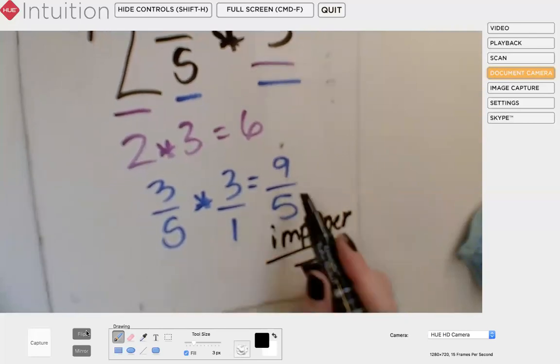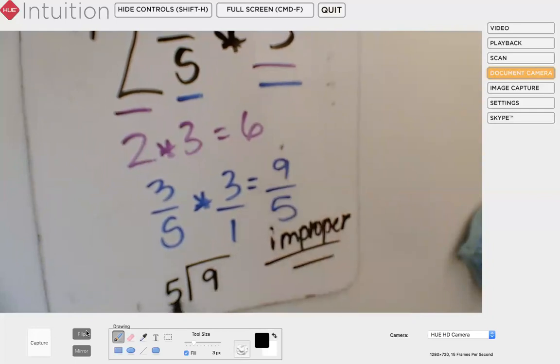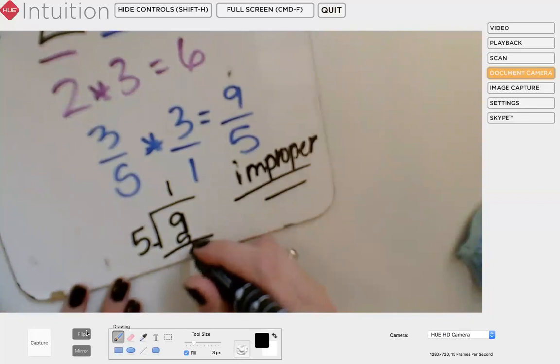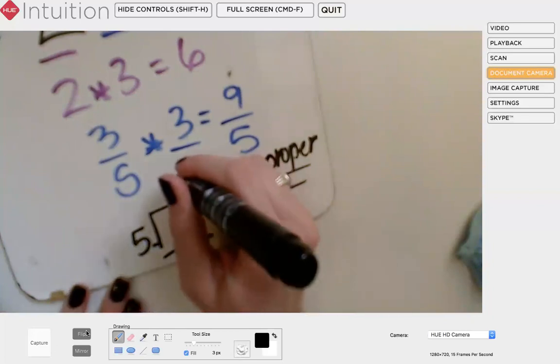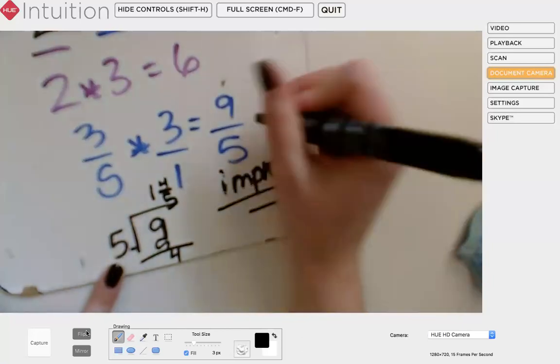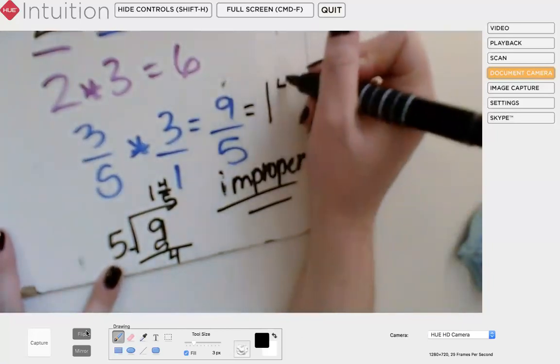We basically just divide 9 divided by 5, because I cannot keep it as 9/5. 5 can go into 9 one time. 5 times 1 is 5. And then I have 9 minus 5 is 4. Now remember, we can take our remainder and write it as a fraction. So this would be 1 4/5. So 9/5 is equivalent or equal to 1 4/5.